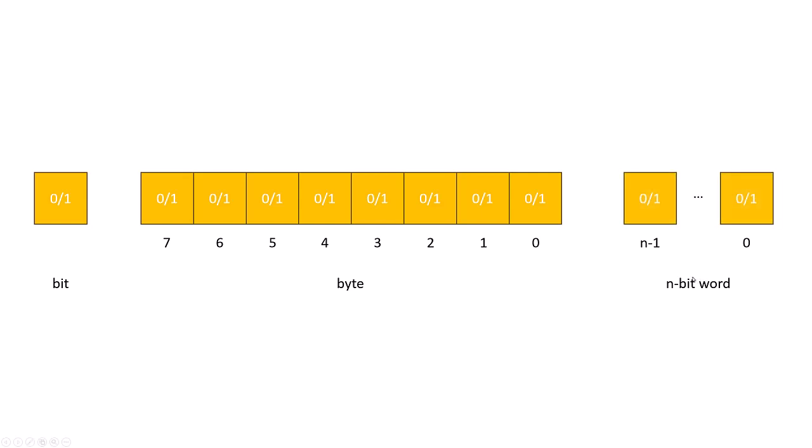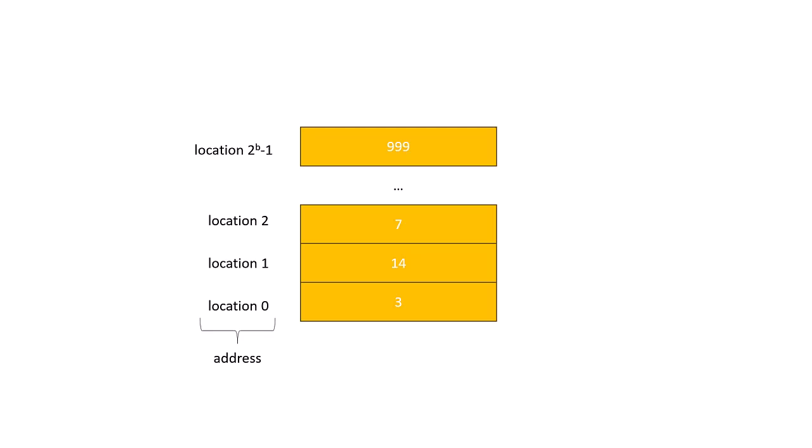We use word to describe strings of bits that are not necessarily 8 bits long. So a word may be 16 bits or 32 bits. And we would talk about the bits in the word as being numbered from 0 to, for example, 31 for a 32-bit word. Memory is addressable. So at location 0, we have a value equal to 3. At location 1, in this case, the contents of that memory location is 14.